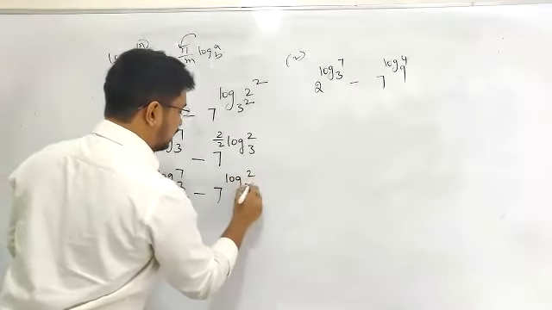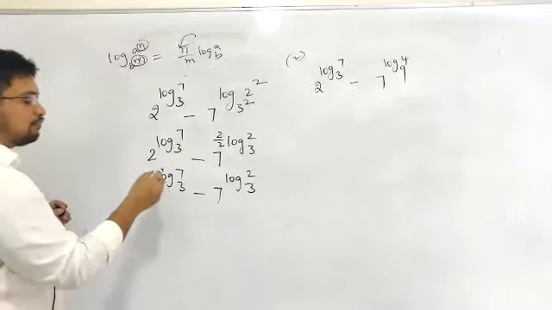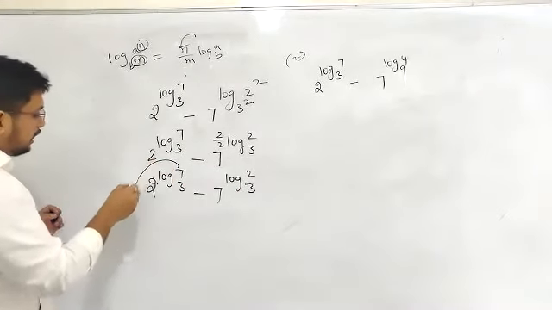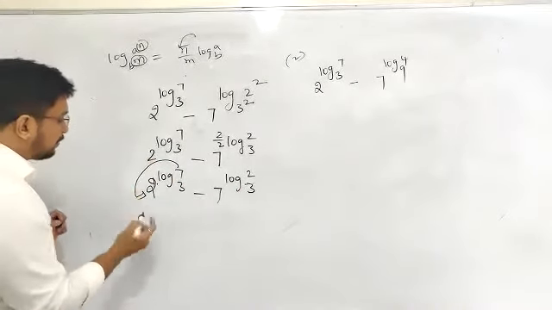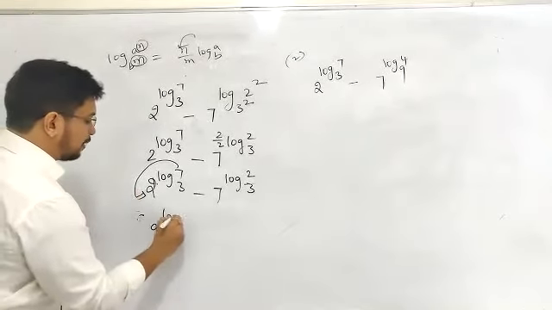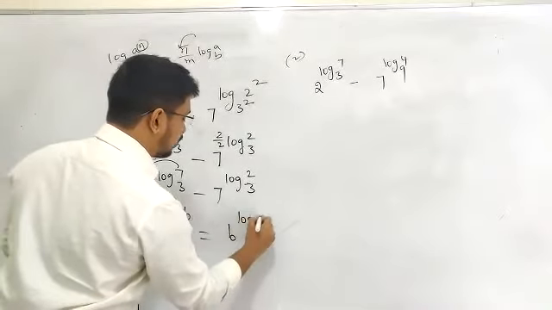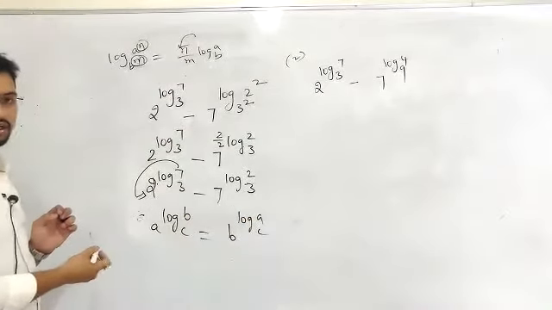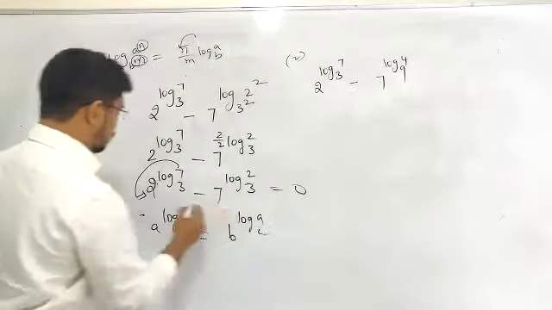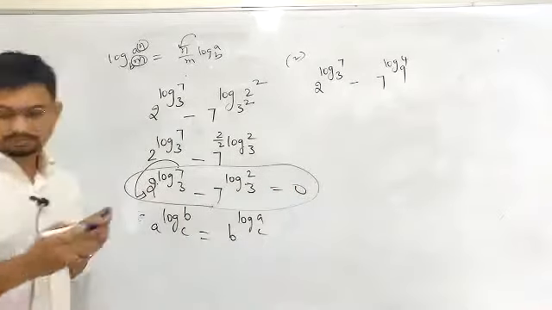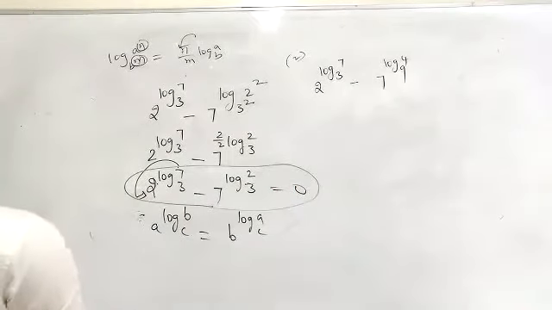Again, yesterday I taught you a property. You can interchange this one and this one. There is a property something like this: a power log b to the base c can be written as b power log a to the base c. I have shown you this property yesterday. So this final answer will be 0. Both will be absolutely the same. The answer has to be 0.